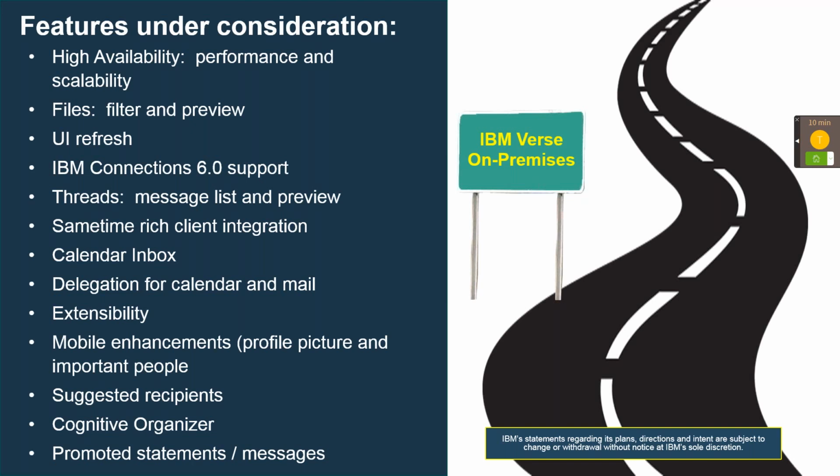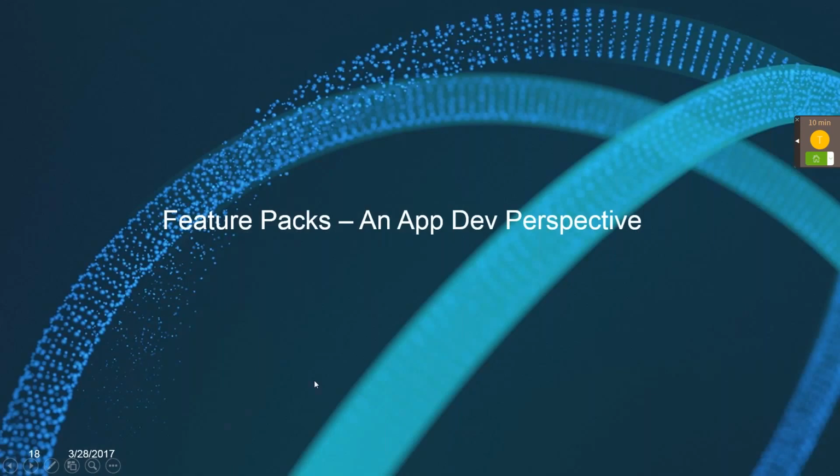Extensibility, that one is actually probably moving up the list a little bit, so that we can provide the same extensibility to our on-prem customers that we've started to provide to our cloud customers. Mobile enhancements, suggested recipients, and then as we get to next year's timeframe, we start getting into the cognitive features. So it's probably 2018 timeframe with cognitive organizer, promoted statements and messages. As you see those in the cloud, then we'll work on getting those to the on-prem release.